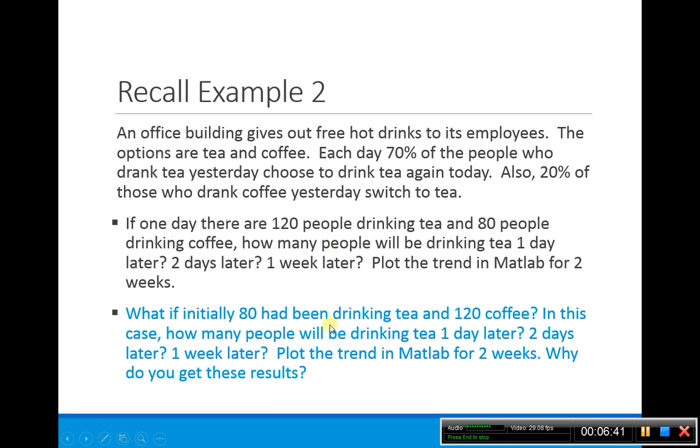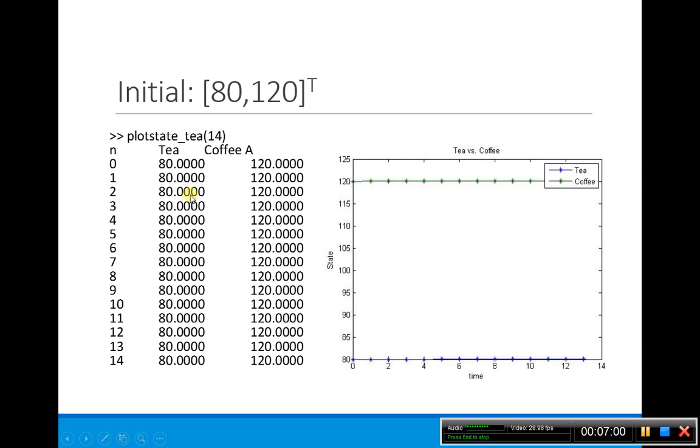Okay, so now what did we have? This was the part that we already answered. We looked at 1 day, 2 days, 1 week, and we plotted the trend in Matlab for 2 weeks. So now this is the second part of the question: what if instead we switched and we had 80 and 120? What's going to happen? If we have 80 and 120 and we plot the trend for 2 weeks, notice these numbers don't change. Why don't they change? The question is why do these stay the same regardless of where I'm at?